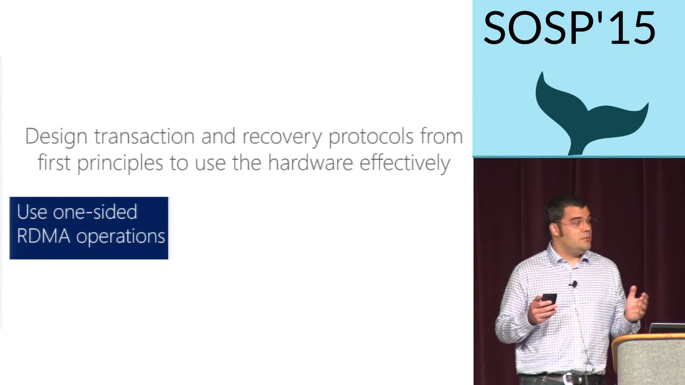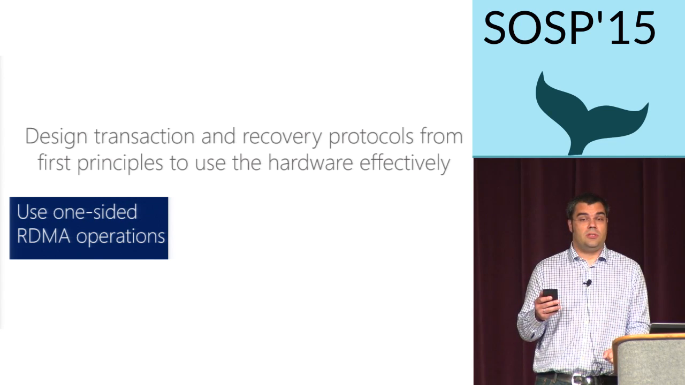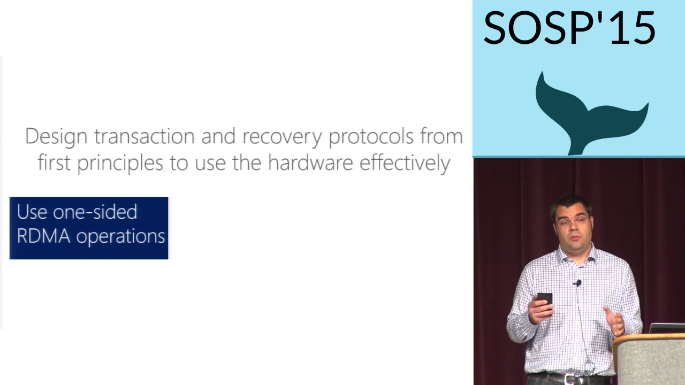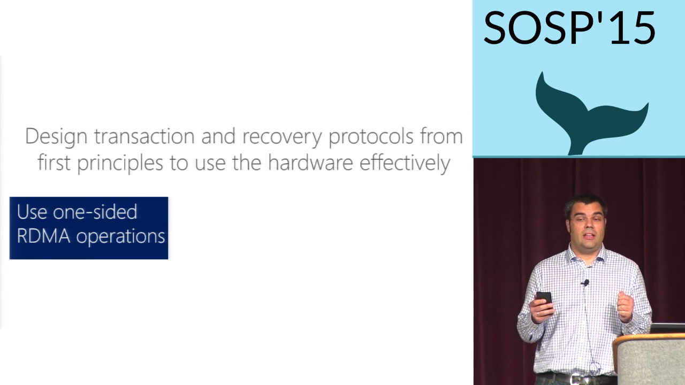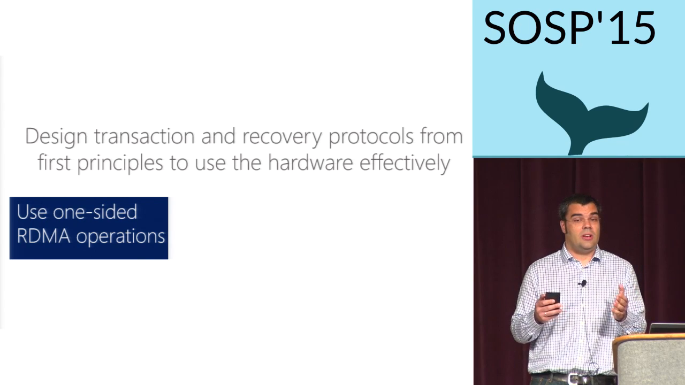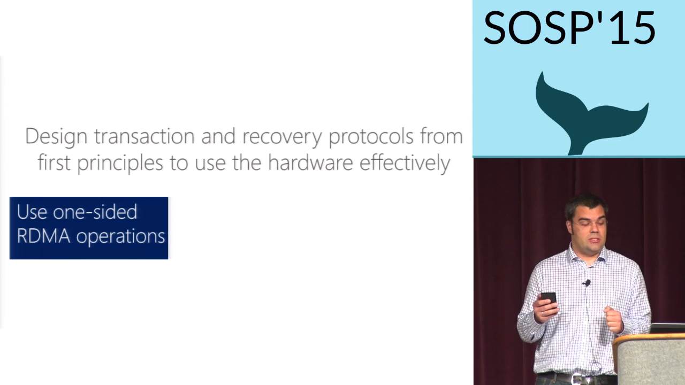And while we are designing protocols, we follow these 3 design principles. One is to use one-sided RDMA operations, with the main reason being not only that they give us high throughput and low latency, but also they're very CPU efficient. It is much more CPU efficient to issue a one-sided RDMA operation than to exchange messages.